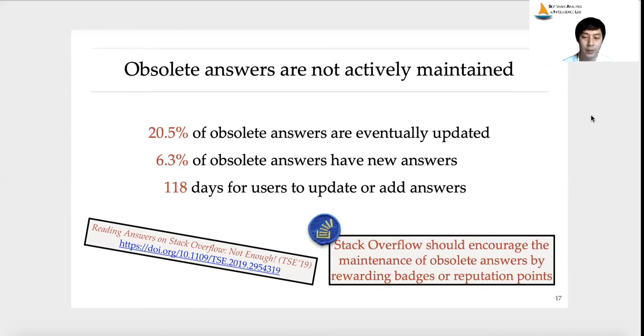And at last, we suggest that Stack Overflow should encourage the maintenance of the obsolete answers, such as by rewarding badges or reputation points, because of the low maintenance effort currently.